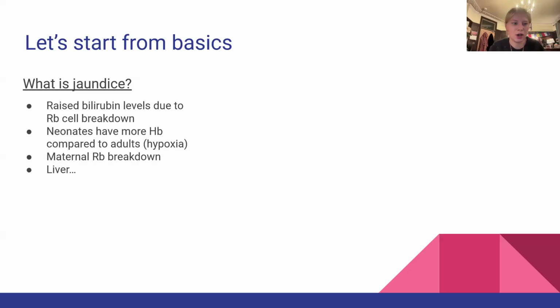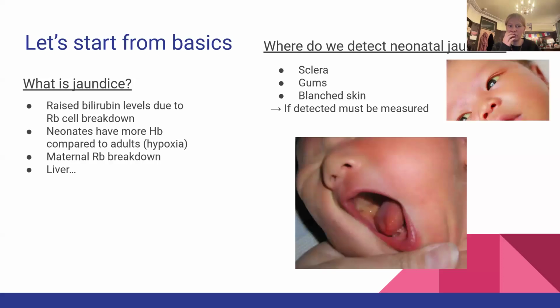And I wrote the liver here, and we're going to speak about that in a second. So where do we detect neonatal jaundice? If you were to examine a baby, first you look at the skin, though sometimes it's really hard to detect. We'll look in the sclera, the whites of the eyes, which might look yellow. You might look in the gums, as in this picture here, which might also appear a bit yellowish. And you might also try blanching the skin and seeing if that blanched skin is yellow.